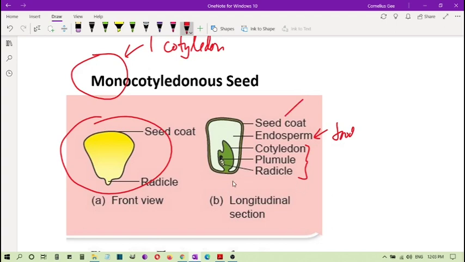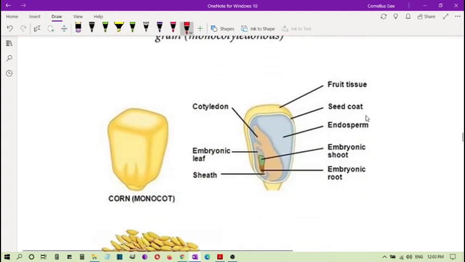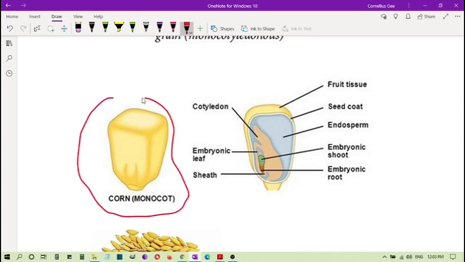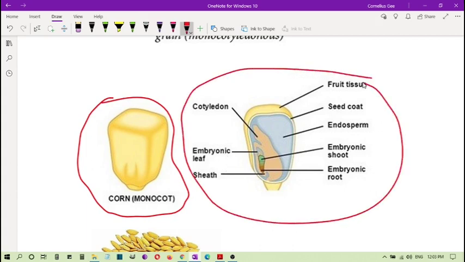Here another diagram shows you better in 3D. So this is actually an example of corn. A seed of corn is actually a monocotyledon. The rest, okay, this one, better follow the textbook. Don't use this one. This one I just teach you for example showing only.